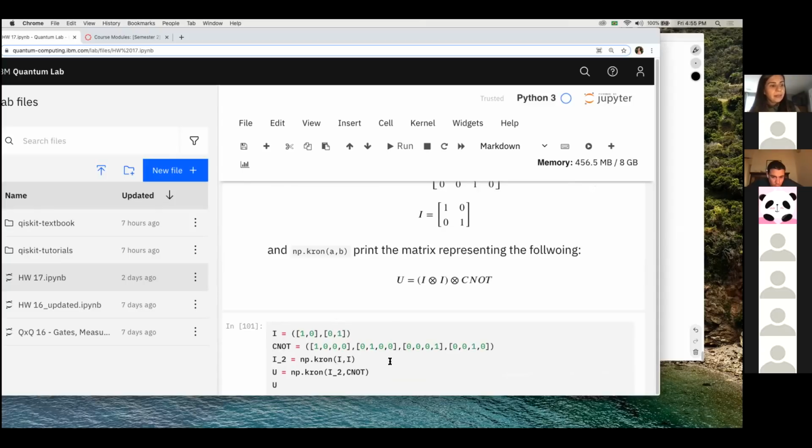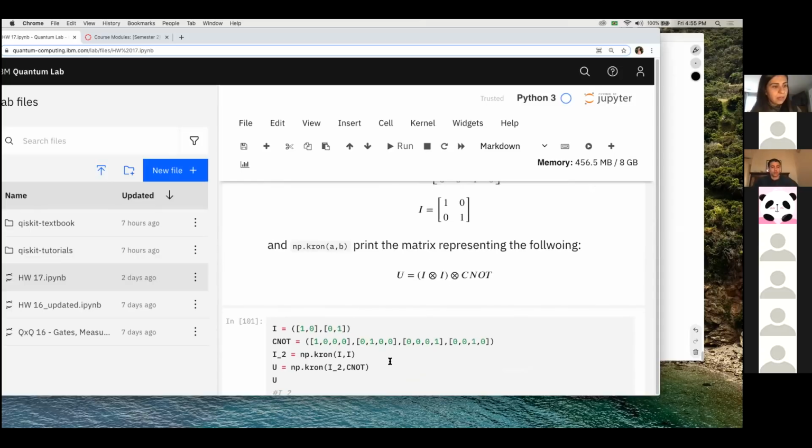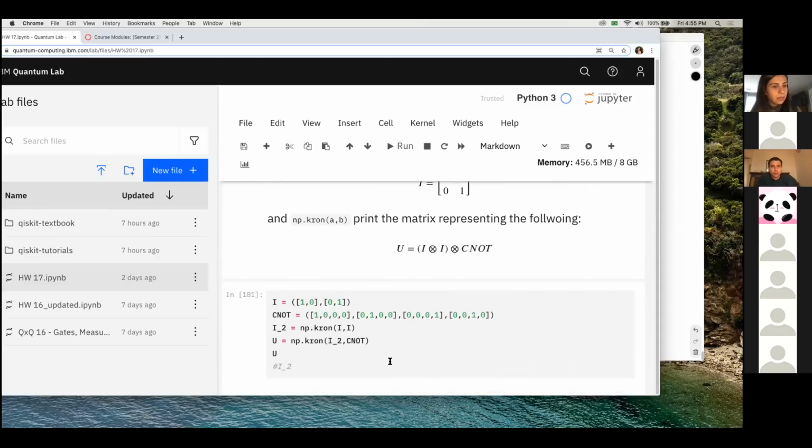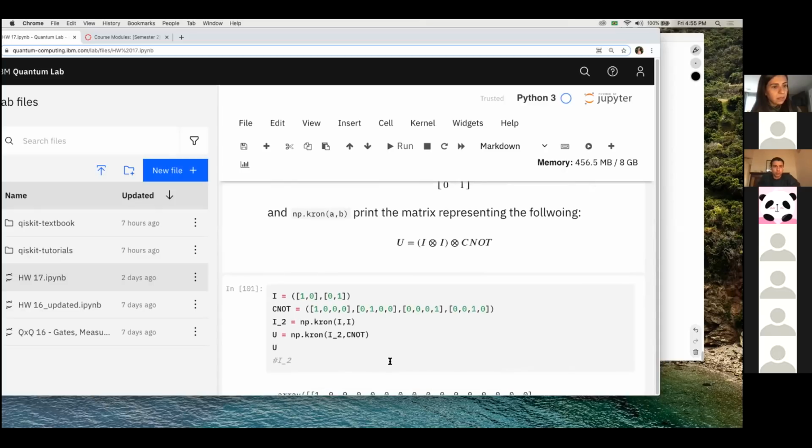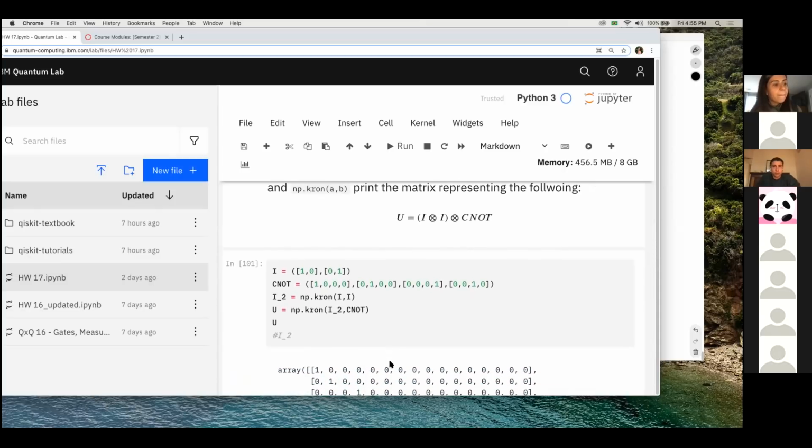In Python, do you have a shortcut, like a function, to define the identity matrix of a certain dimension? You don't need to define it yourself.